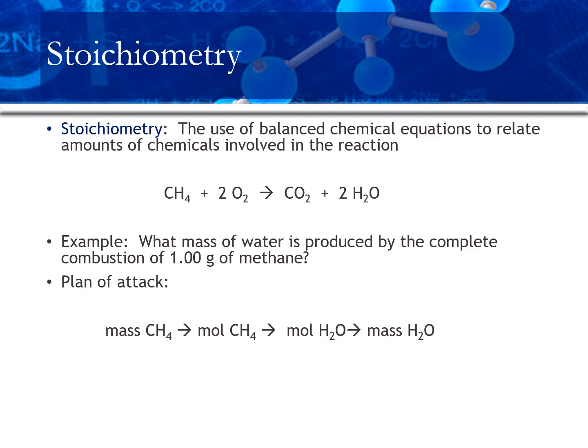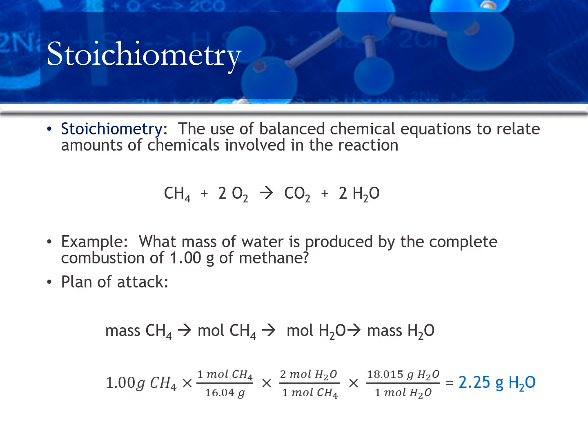So let's see. If we do this, we start with our 1 gram of methane and divide it by the formula weight. We'll cancel out the grams of methane with grams of methane. That will give us moles of methane. We then use the stoichiometric ratio. This factor here is called the stoichiometric ratio.